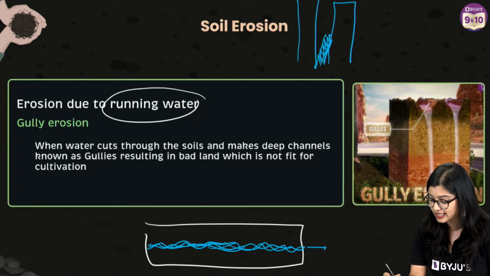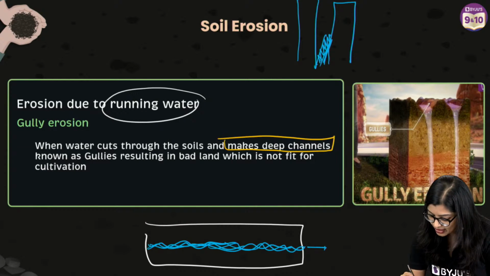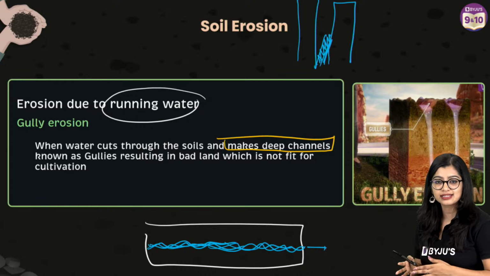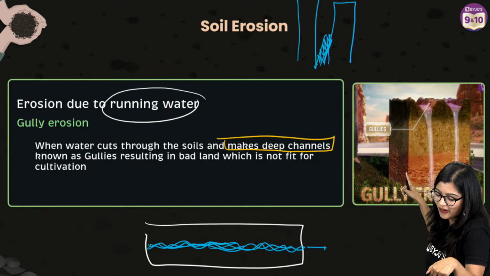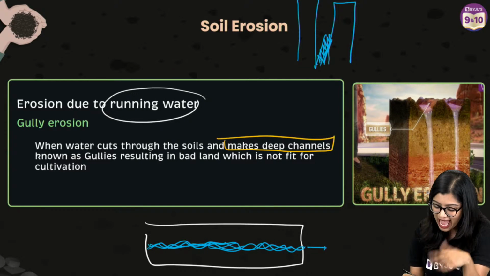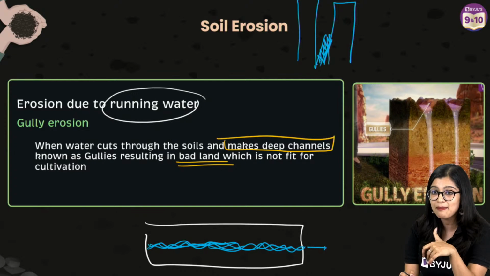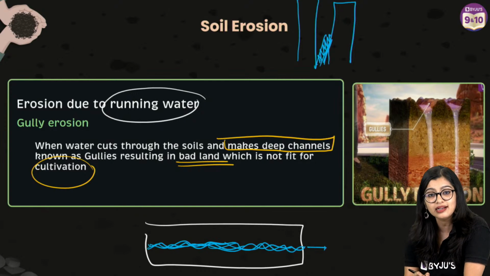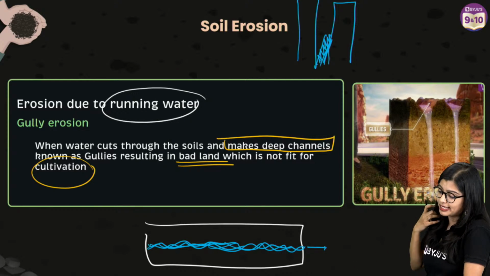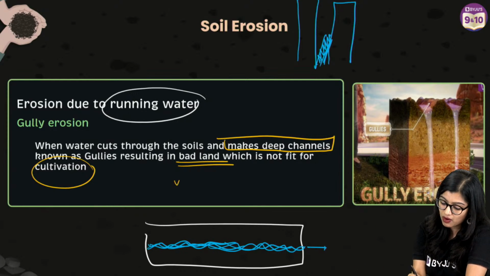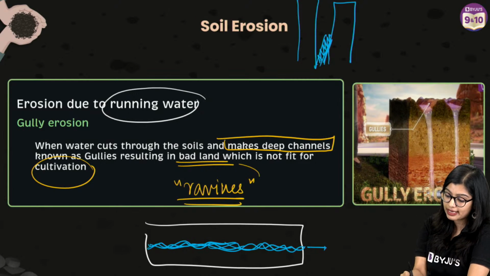Now, in this case, it's not only narrow, but they form deep channels, right? And as a result, what happens? Exactly, Prachi. So, as deep channels are formed, the land becomes bad. And when the land becomes bad, we are no longer able to cultivate it. Yes? So that is what we mean by this. As a matter of fact, in the Chambal Basin, these lands are what we call ravines, right?